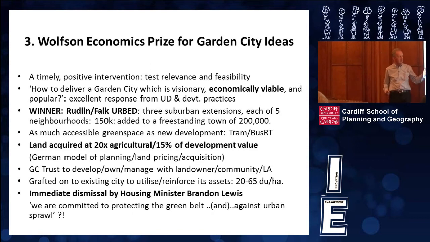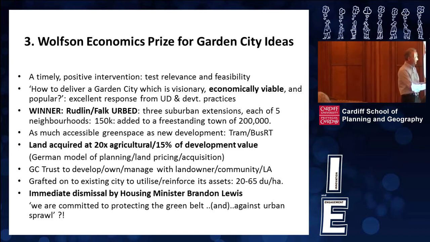Won by David Rudlin, with a lot of help from Nick Falk of Urbed, with three suburban extensions, each of five neighborhoods added to a freestanding town. And the key thing that Rudlin did was to say, right, what about the land? How do I get land at a reasonable price to allow me to build something of design quality, of visionary quality, and make it economically viable? So he chose to take a figure of 20 times agricultural value, or 15% of the current development value.